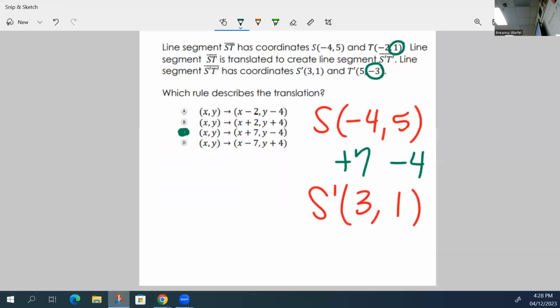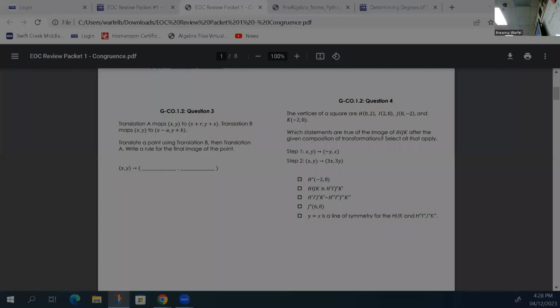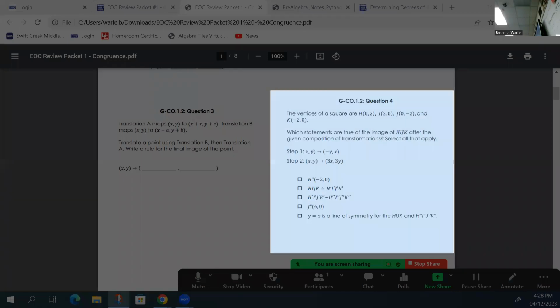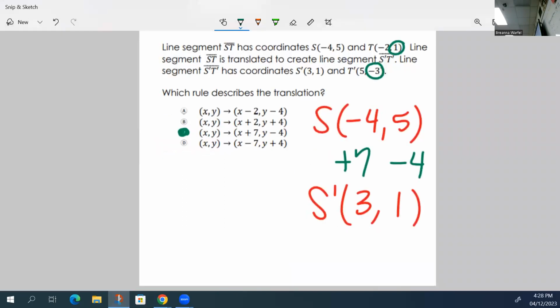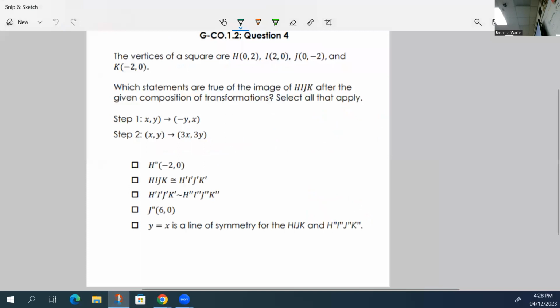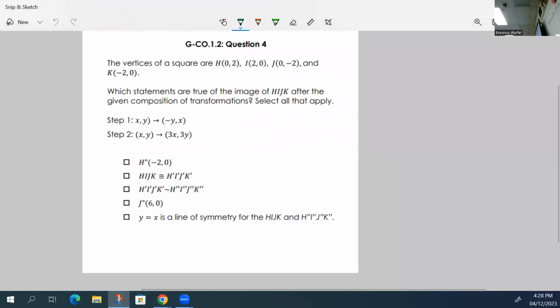All right, let's look at number 4. You really need to graph number 4, and I don't have graph paper right now, so I'm going to explain it without using graph paper, but it would make way more sense for you if you would graph it, at least for the very last part. Okay, so you have a square. Those are its vertices. Which statements are true of the image after applying the given composition of the transformation? So step 1 says that you need to apply this transformation.